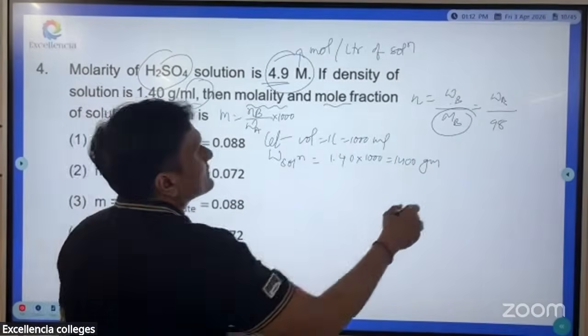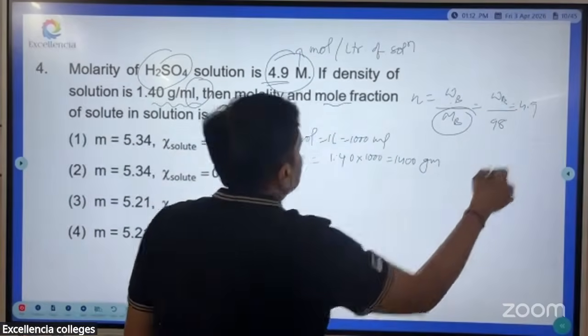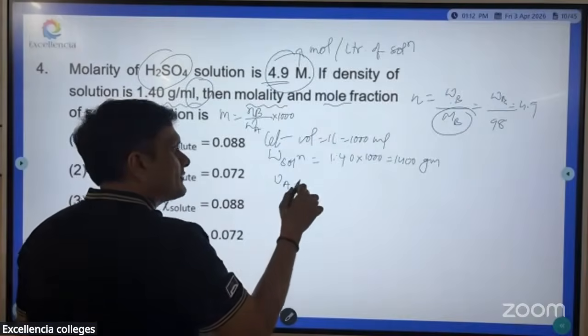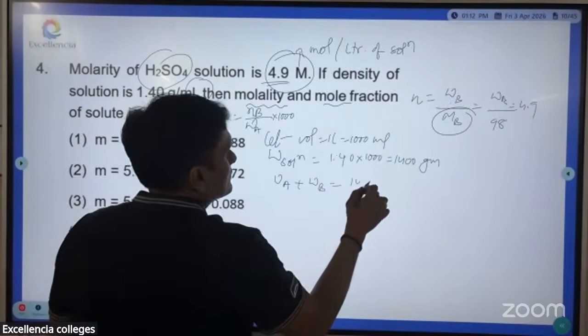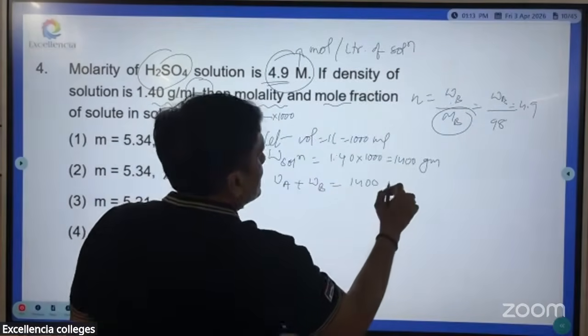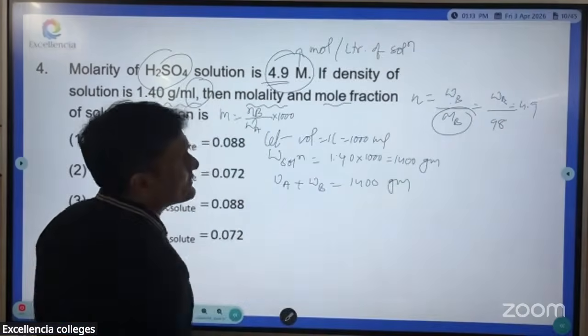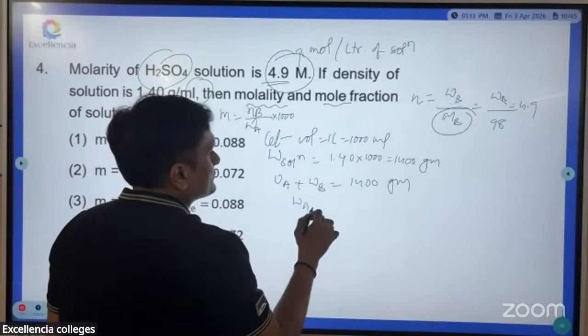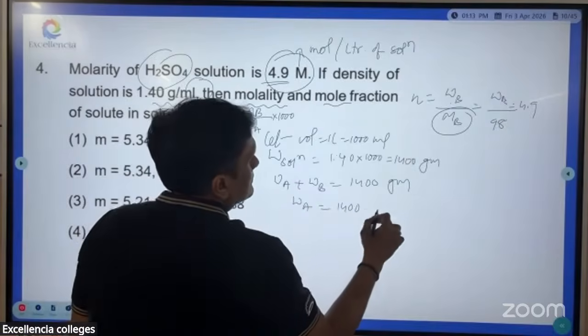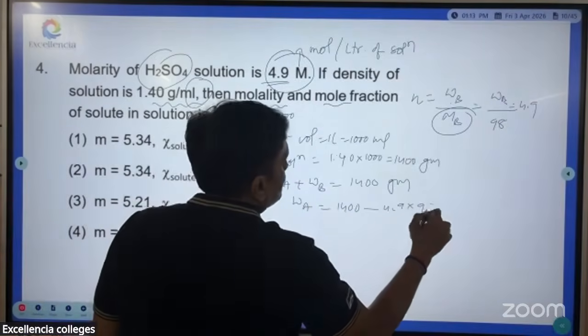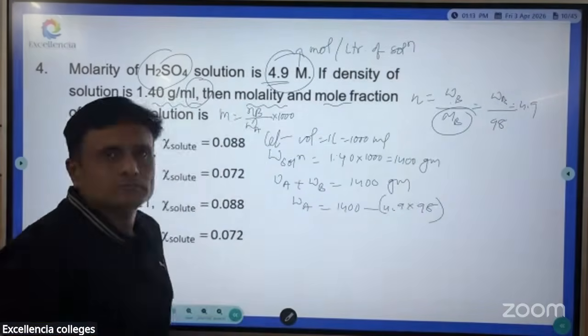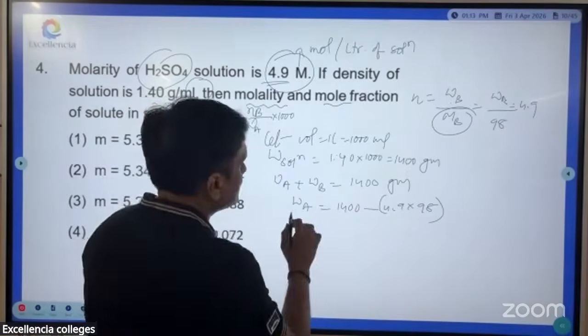So now you see, which is given as 4.9. So I'll be writing the weight of solution as weight of solvent plus solute, equal to 1400 gram. Now you can see there we have got the weight of solute as how much? 4.9 into 98. This is the weight of solute. All right. Therefore, you got the weight of solvent.